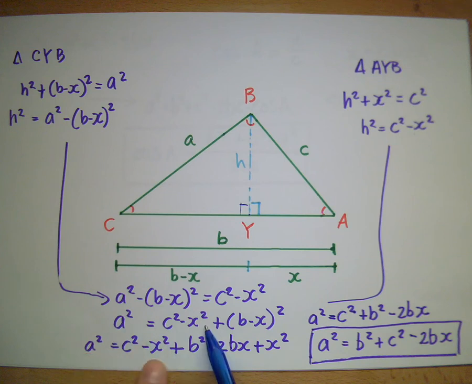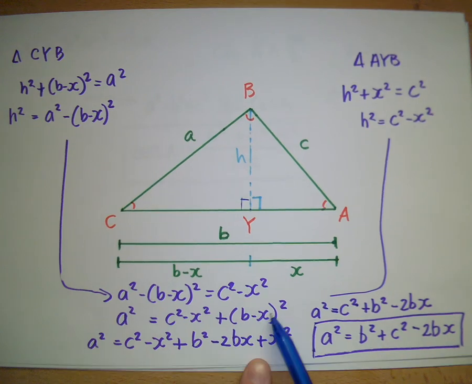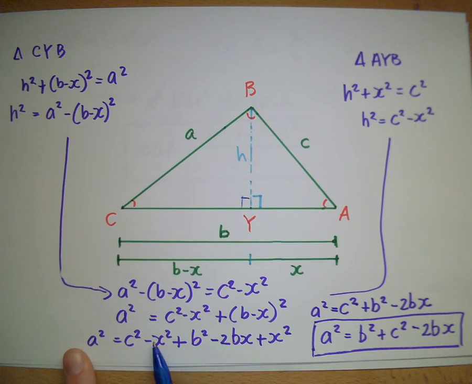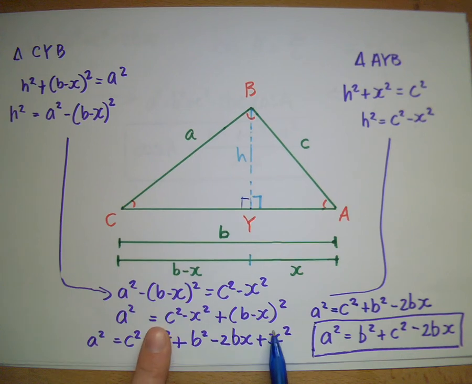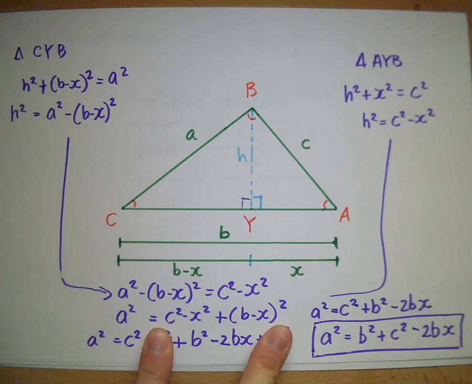So this stays the same, as you can see, plus b squared minus 2 times b times x plus negative x times negative x is x squared, right? Now I notice that I have a negative x squared and I have a positive x squared. They add up to 0. So all I have left is this, and I rewrote that up here.